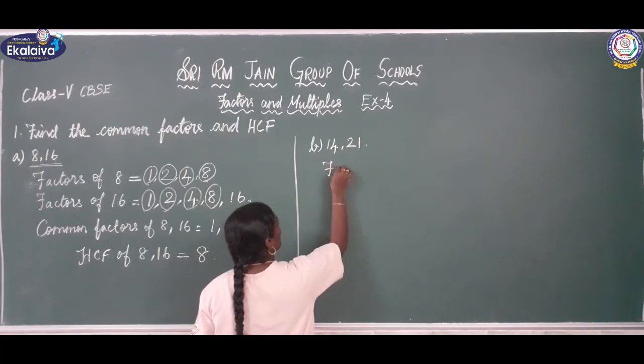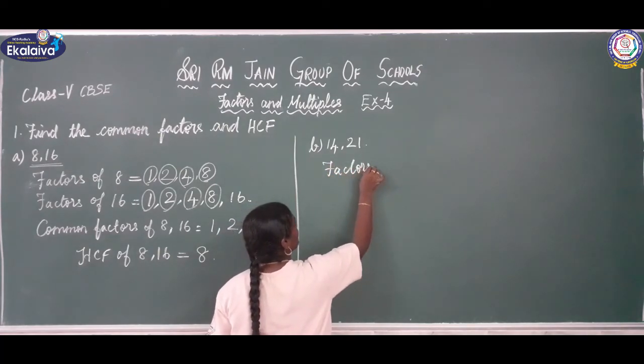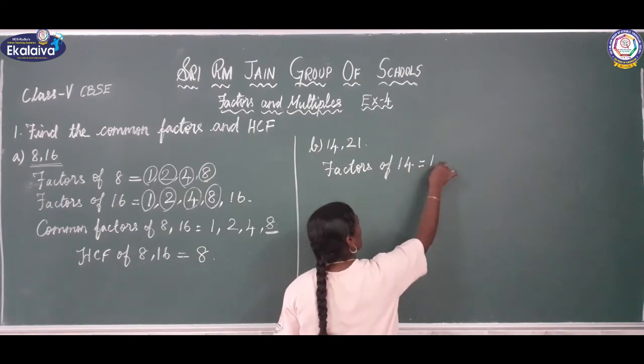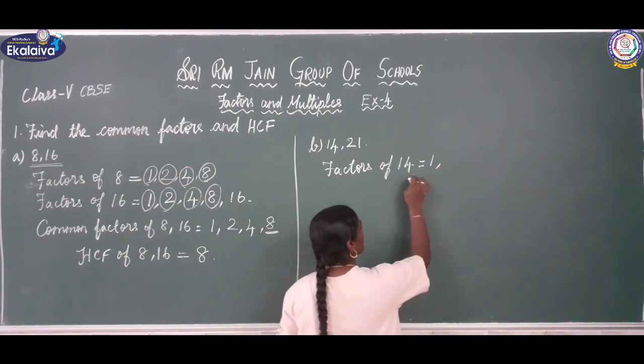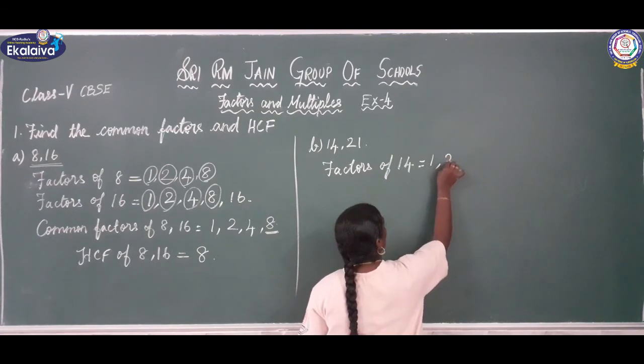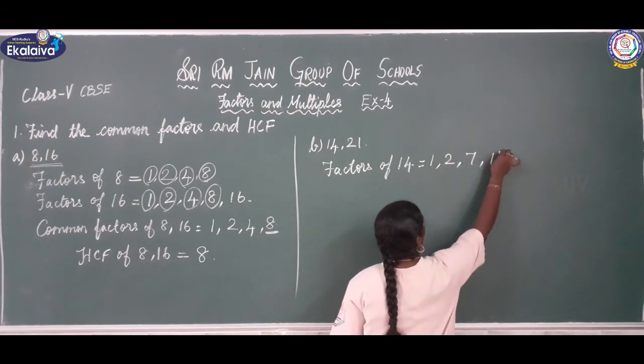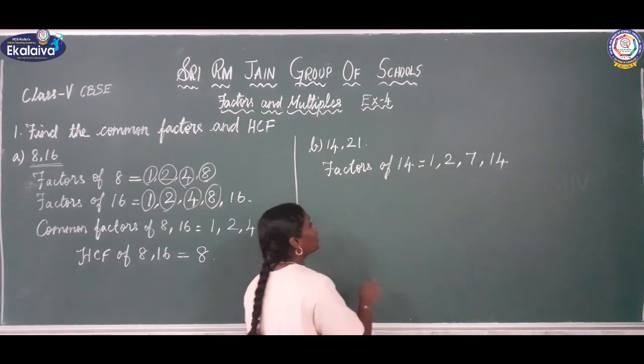First we have to find the factors of 14. Factors of 14. Which are the factors? 1 is the factor for every number. Then 14 is an even number, so 2 is the factor. After that 7 and 14. These are the factors of 14.